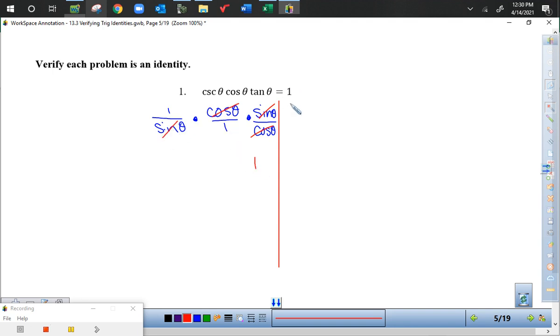That's good news because our other side was 1. Let's go ahead and drag it down so they're in the same line and put an equal sign in the middle for me. We just verified that the left-hand side was the same as the right-hand side. That's it for that one.